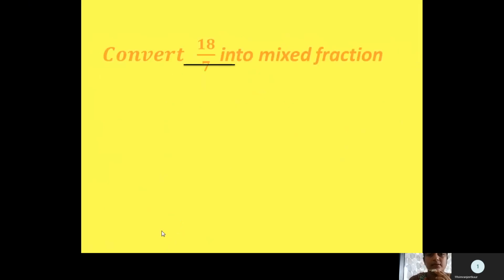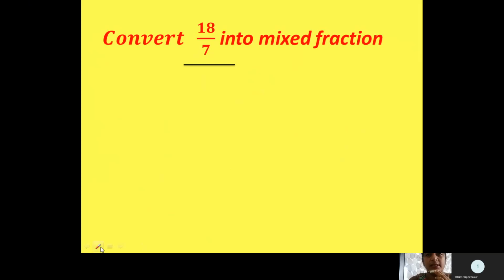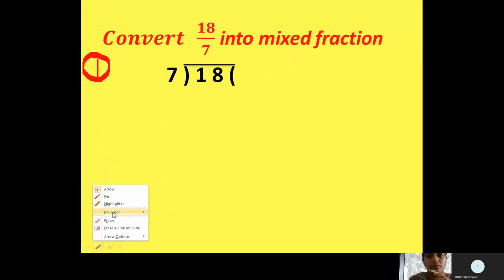Now let us learn how to convert any improper fraction into mixed fraction. It's quite simple. First step is we have to divide numerator by denominator. It means we will divide this 18 by 7. For this, we have to now recall the table of 7 so that either we get 18 or number less than 18.